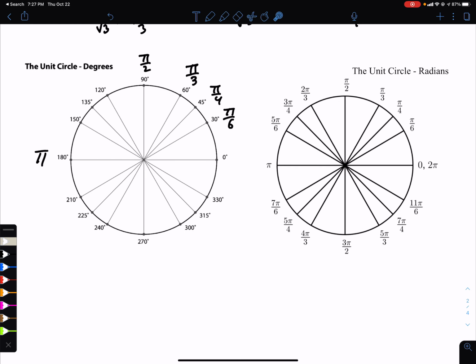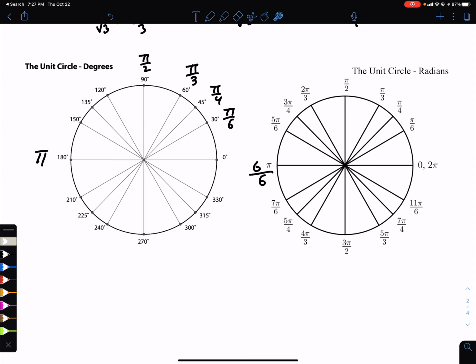So I realize if I'm dealing with pi over 6, here's what I'm doing. If I'm dealing with pi over 6, 1 pi is 6 pi over 6. So if I back up 1 pi, look, 5 pi over 6. If I advance 1 pi, 7 pi over 6. That makes those two really easy.